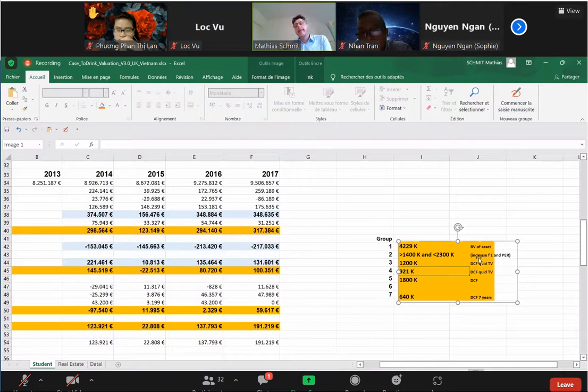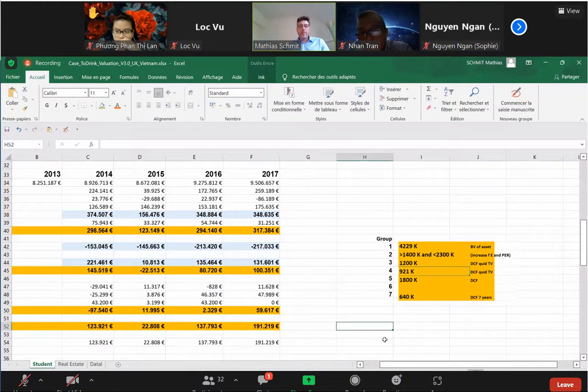And one group, it was quite interesting, looked at the price earning ratios. What is it, the price earning ratio? It is the price per share divided by the earnings per share. So then it's the price divided by the earnings.